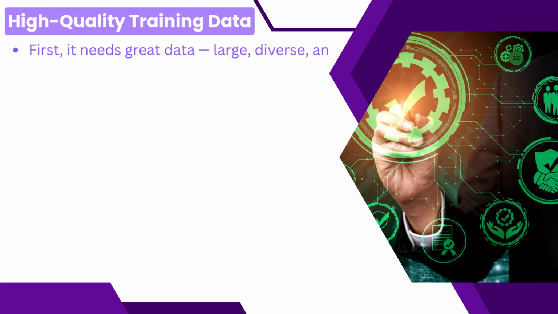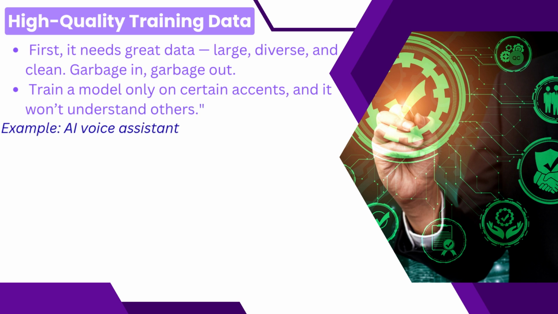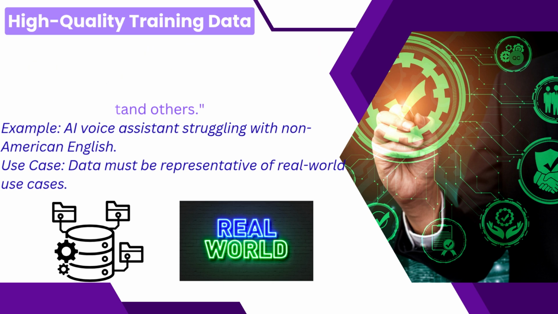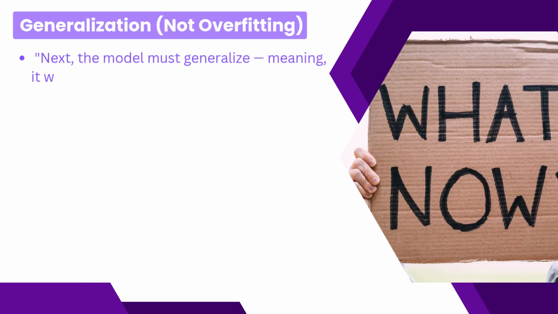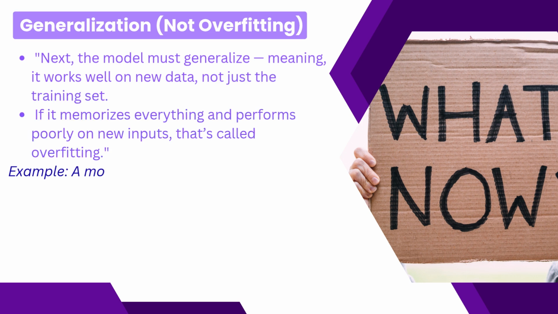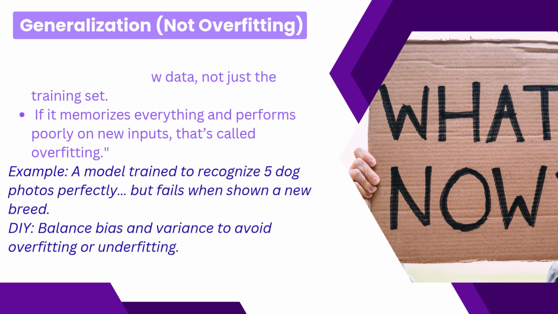High-quality training data. First, a model needs great data, large, diverse, and clean. Garbage in, garbage out. Train a model only on certain accents, and it won't understand others. Generalization, which means it works well on new data, not just the training set. If it memorizes everything and performs poorly on new inputs, that's called overfitting.